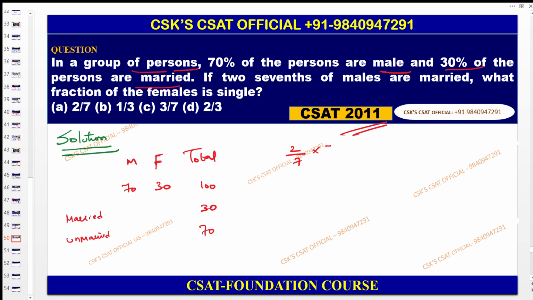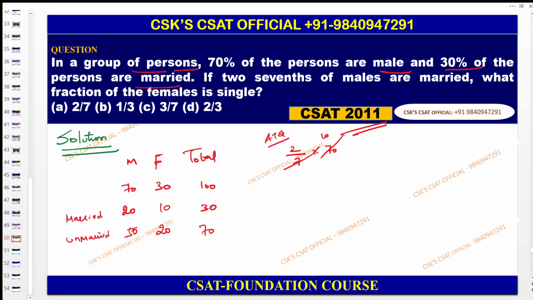Now 2 by 7th of the male are married, according to the question. 2 by 7th of the male, which is 70. Cancel this, 10. So therefore 20 are married. Out of 70, 20 married means 50 unmarried. Now unmarried total is 70. 50 are male, so automatically 20 are female. Married total is 30, male married is 20, therefore here 10. So you can fill in the data like this.